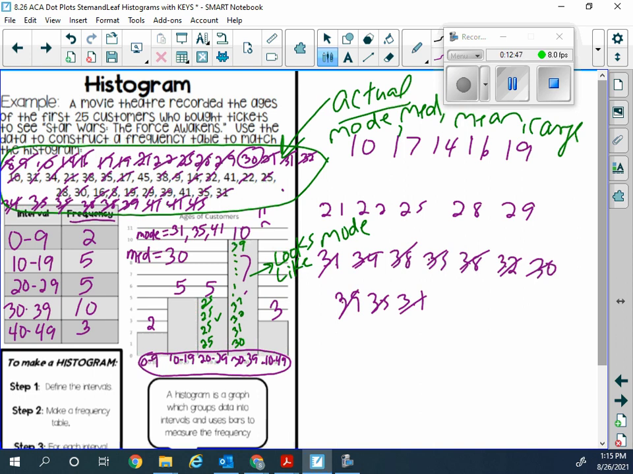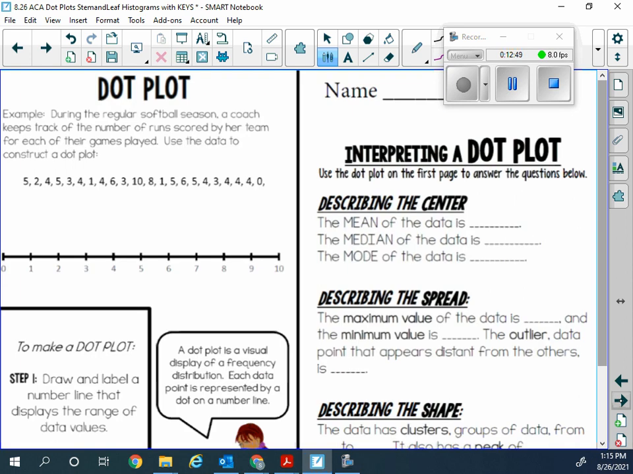Now we're going to go back to the beginning and review dot plots and stem and leaf plots, and also talk about mean, median, mode with those. Okay? So if you will recall, a dot plot has dots sometimes, just like a one on the front. Well, what else could you use to make a dot plot?